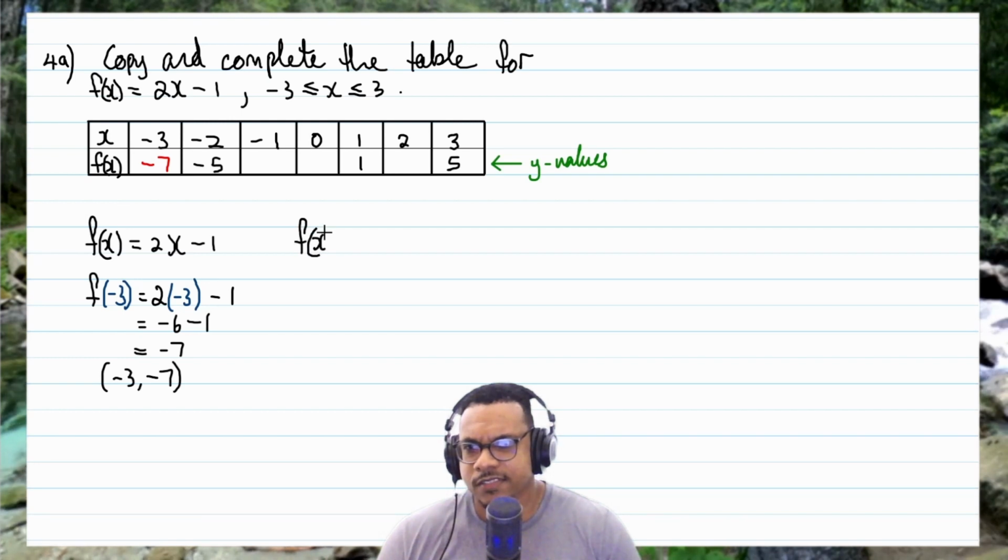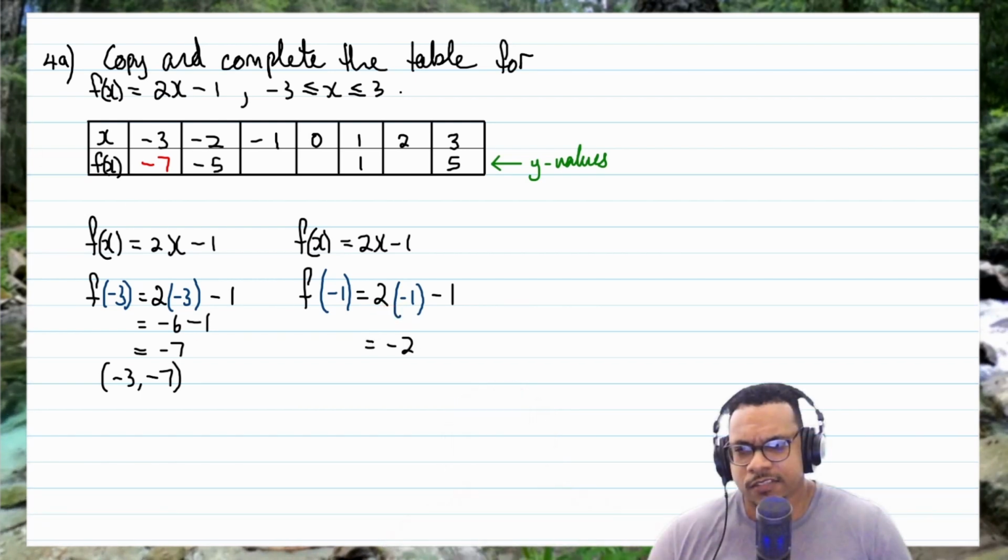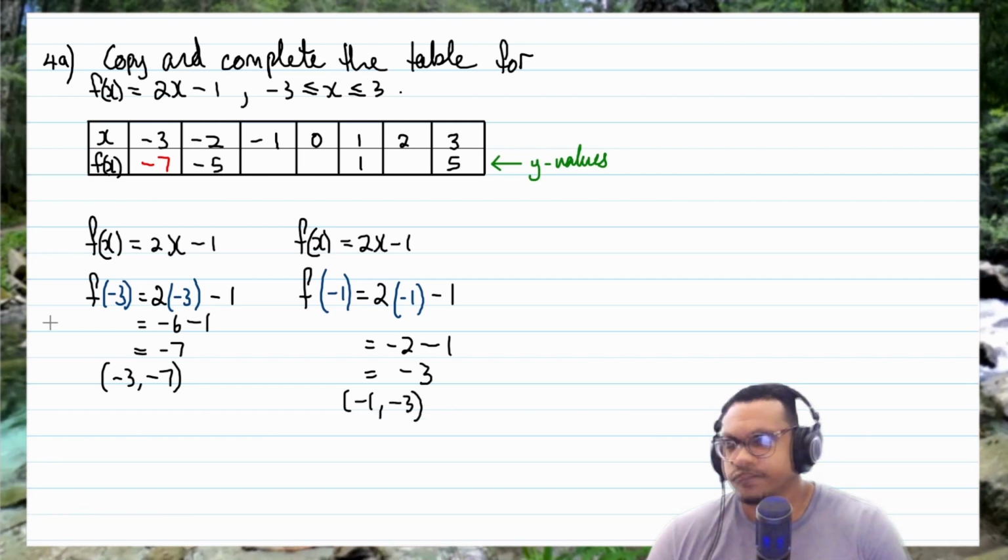So again, I have f of x is equal to 2x take away 1. And now I'll be working out the value of f of x when x is equal to negative 1. So I can put the answer for that here. So I'll have f of negative 1 is equal to 2 times negative 1 take away 1. So 2 times negative 1 is negative 2. So I have negative 2 take away 1, which will be equal to negative 3. So my ordered pair would be negative 1 and negative 3. So I'll be writing negative 3 here for f of x.